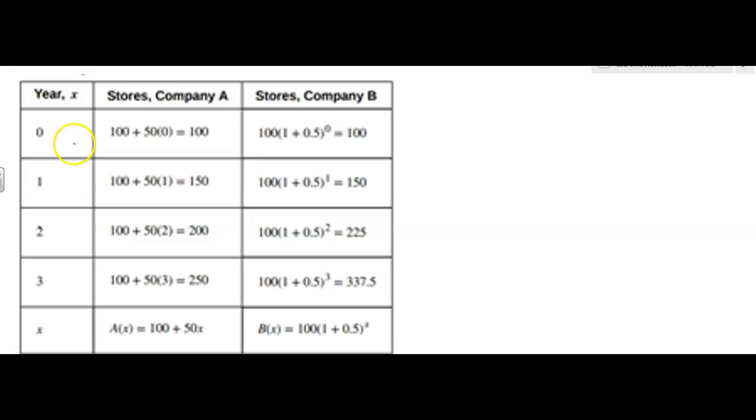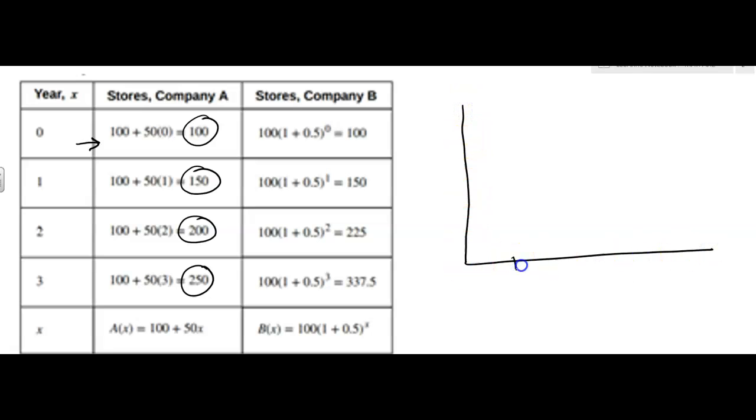Okay, so here's Company A. They're the ones that are adding 50 stores every year. No years go by, still have 100. 1 year goes by, 150. 2 years go by, 200 stores. 3 years go by, 250. Notice that it's increasing by 50 stores each year. Okay, now let's look at Company B. Well, let's graph that first.